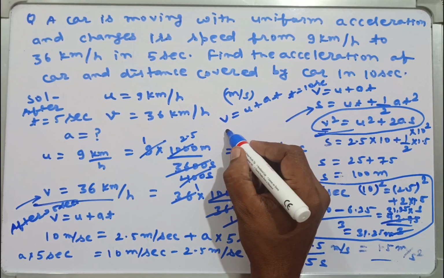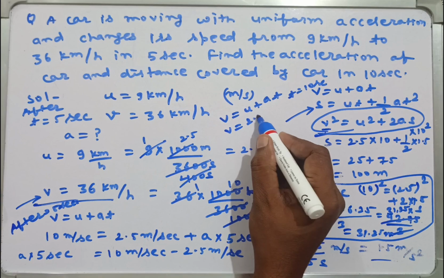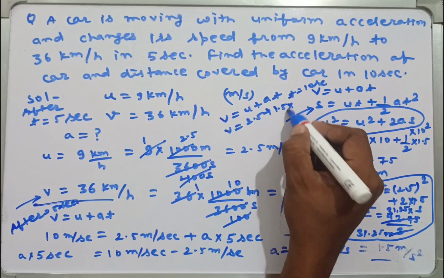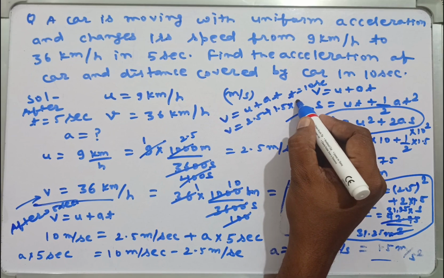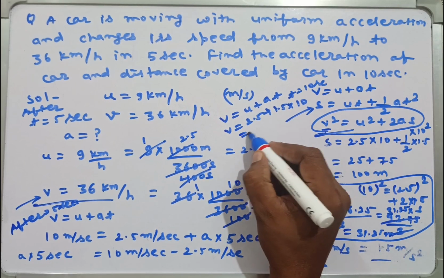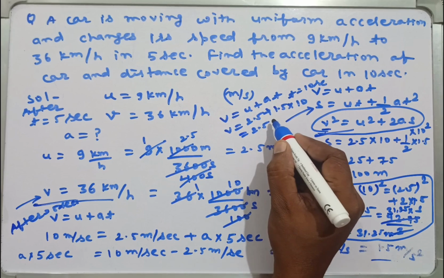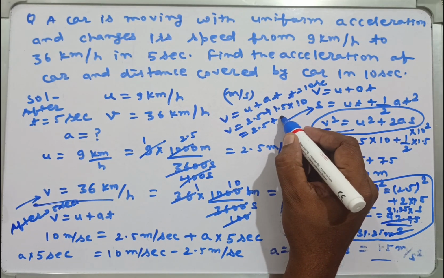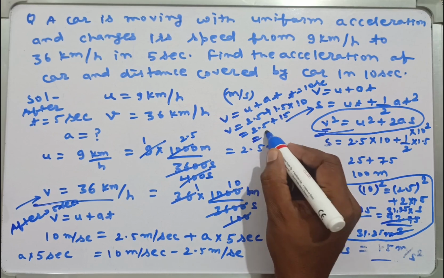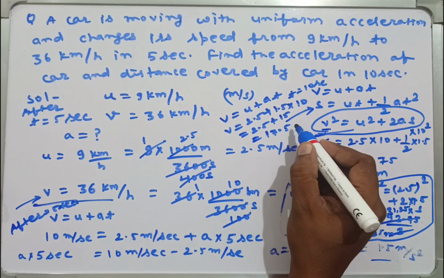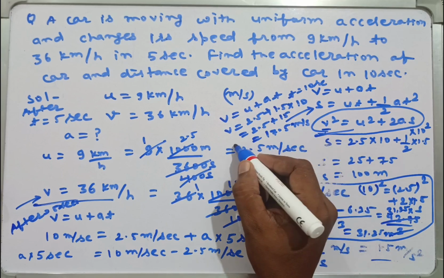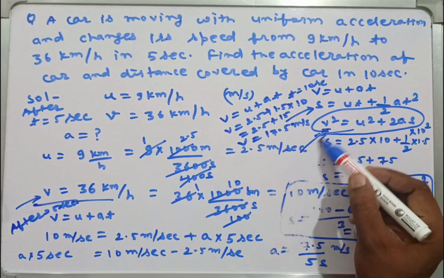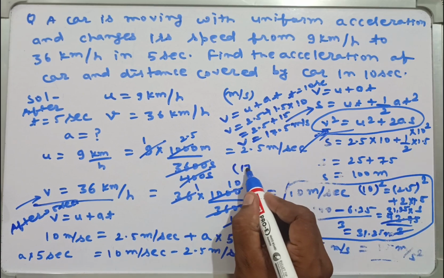Okay, so this one becomes, guys, 2.5 plus, you know the acceleration is 1.5, again you can write here t equal to 10, so you will get 2.5 plus 15, or this is 17.5 meter per second. Okay, then you utilize this formula, then you will get the answer.